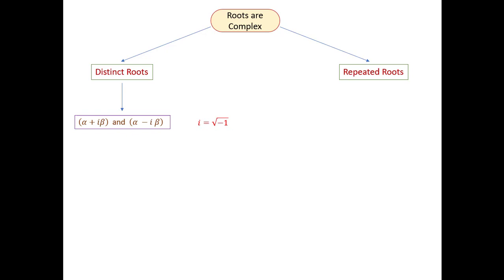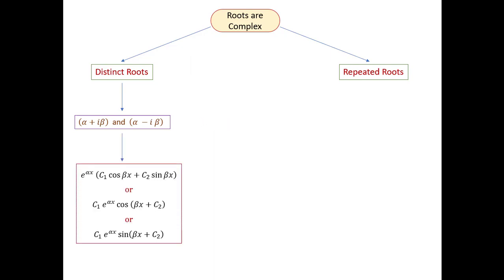Then the corresponding portion of complementary function will be written in any one of the following three forms. Here it should be remembered that the complex roots of auxiliary equation will appear in pairs, that is, in conjugate form. Now we will discuss when we have repeated complex roots.